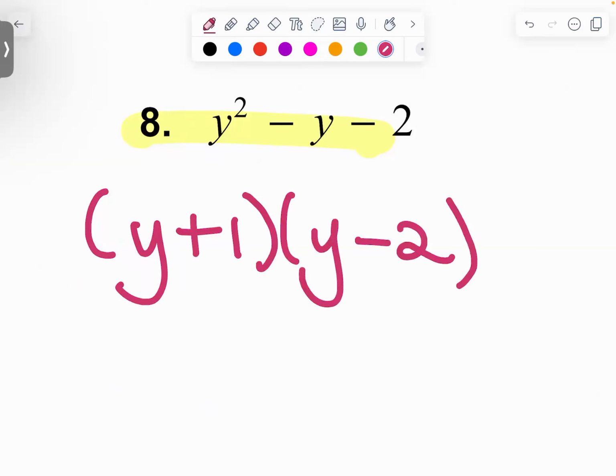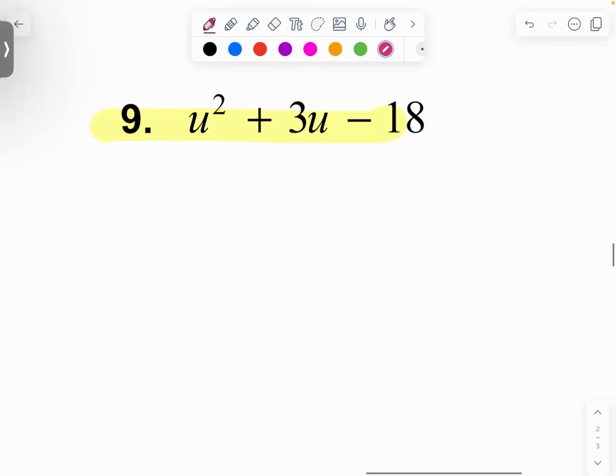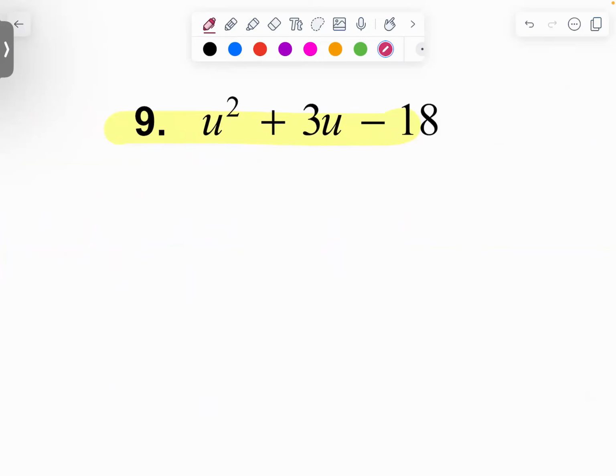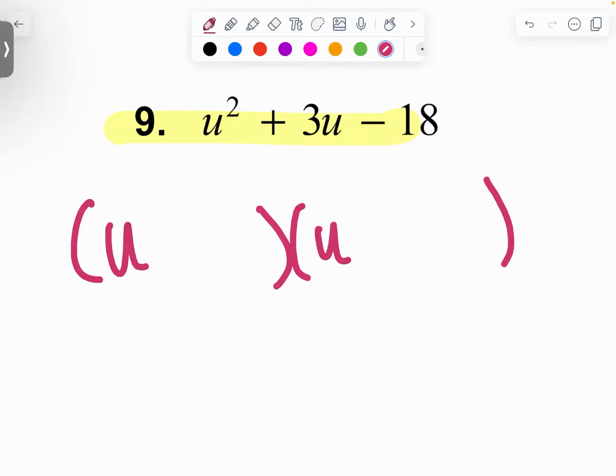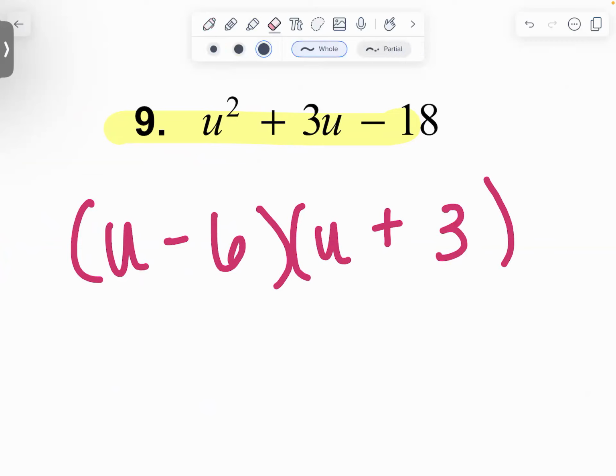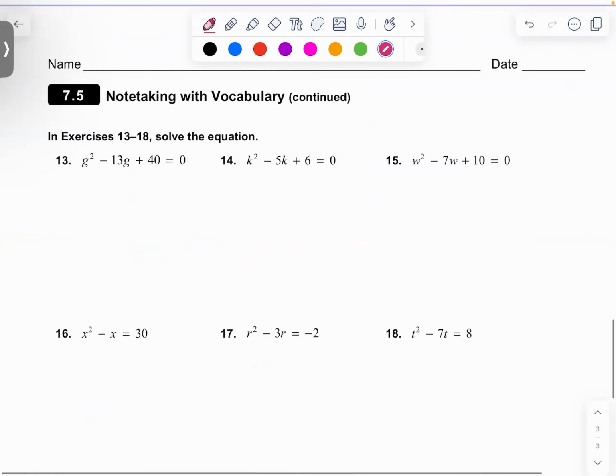Y plus 1 and Y minus 2. And then number 9. Noah Cho, what do you have? U minus 6 and U plus 3. You're close. So what if we change the negative and positive? Plus 6 and minus 3. Would that be better? I think so. Okay. Just be careful with which one needs to be the positive, which one needs to be the negative. Go ahead and turn the page.